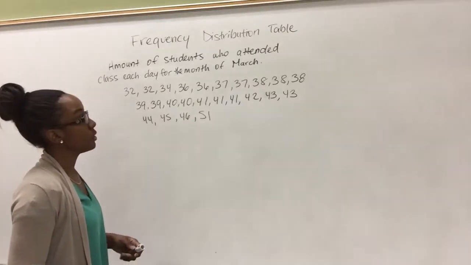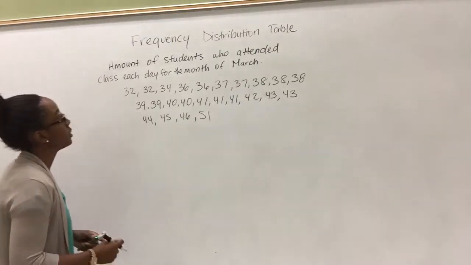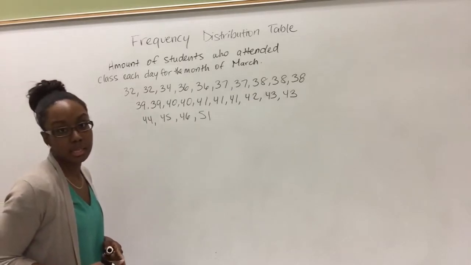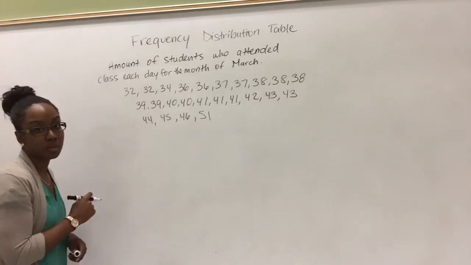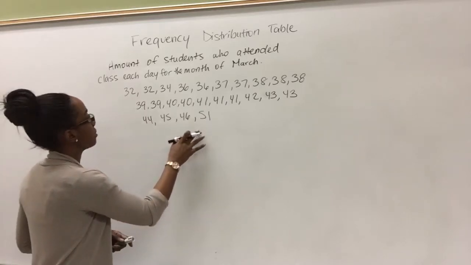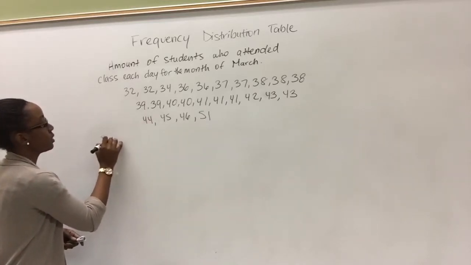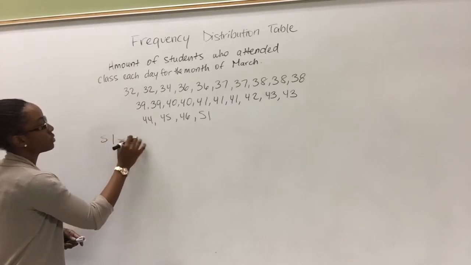Okay, the first step in creating a frequency distribution table: we have here the number of students that attended class each day for the month of March. So the first step would be to find the width. The width is the range between the highest number and the lowest number. So it would be 51 minus 32.